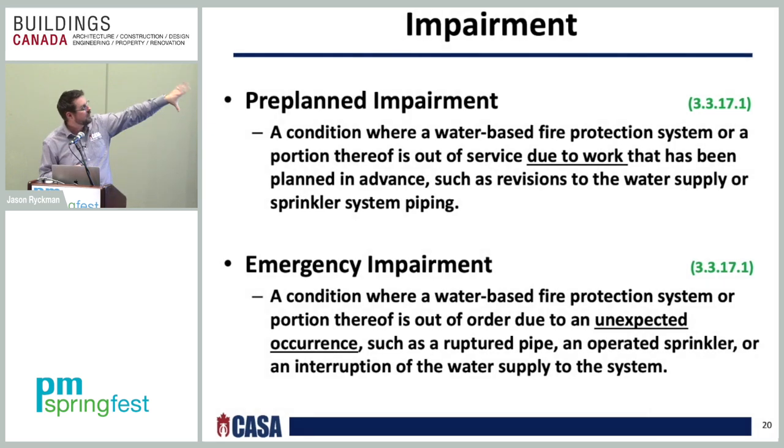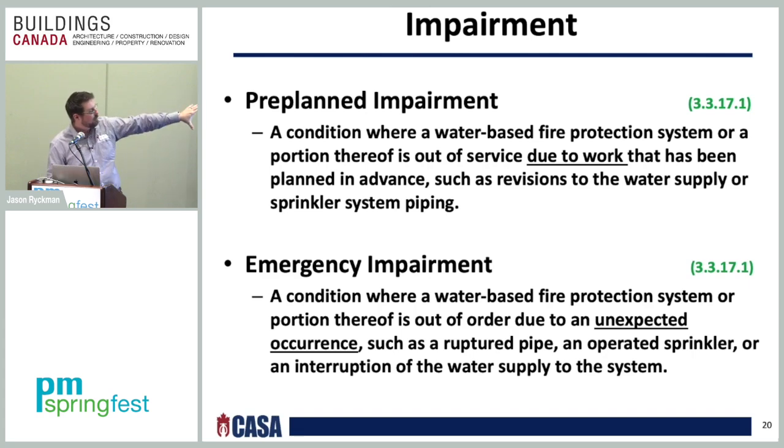With impairments, there are two different types, as I mentioned: pre-planned and emergency. Pre-planned is a condition where the water-based fire protection system or portion thereof is out of service due to work. Ultimately, this has to be planned in advance, such as any revisions to the water supply or sprinkler system piping. Also, any system impairment can lead to other dangers, as mentioned.